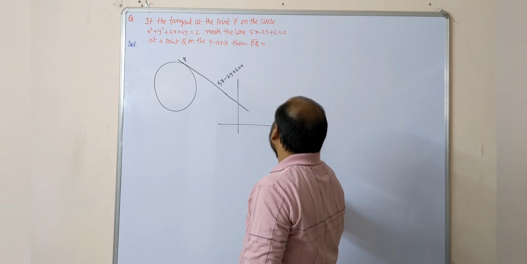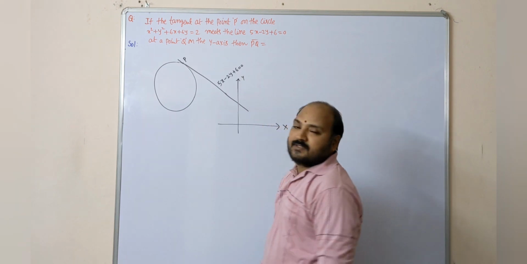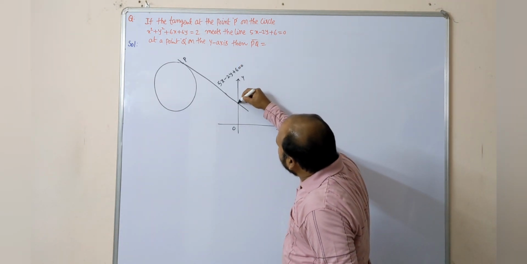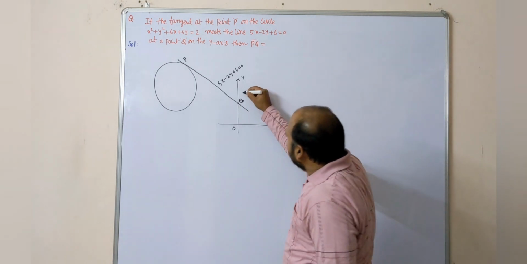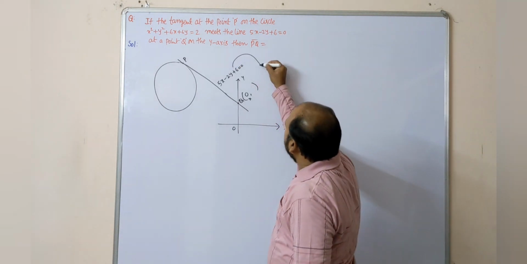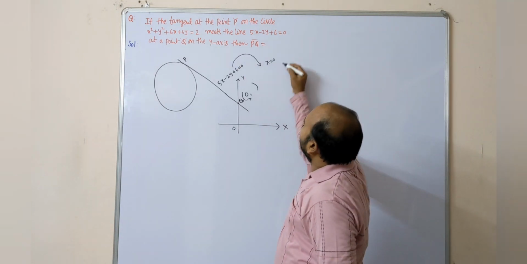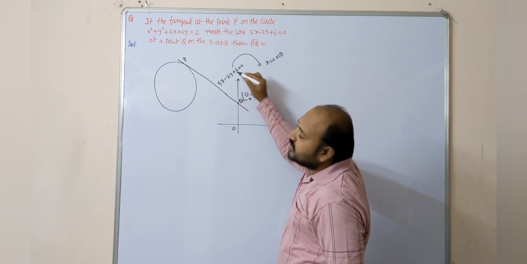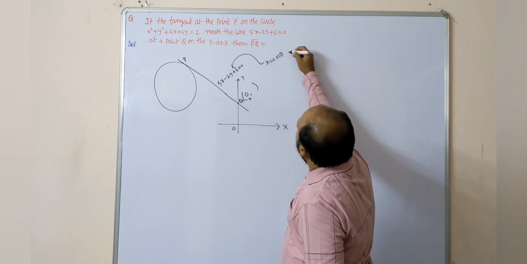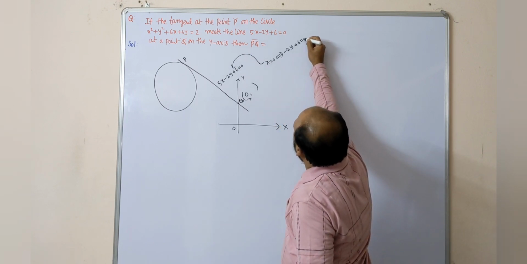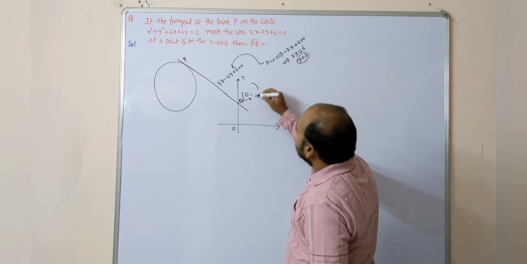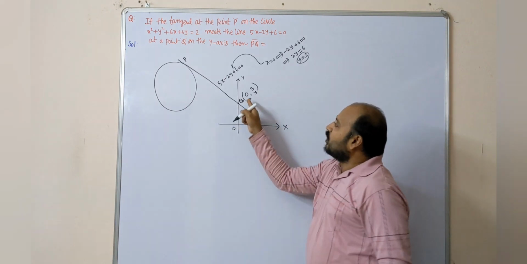So this is the x-axis, y-axis. This line meets the y-axis at which point, Q? On the y-axis, which coordinate is 0? The x coordinate is 0. Substitute x equal to 0 in this. What happens? Minus 2y plus 6 equal to 0, that implies 2y equals 6, y is equal to 3. You got this point, no?